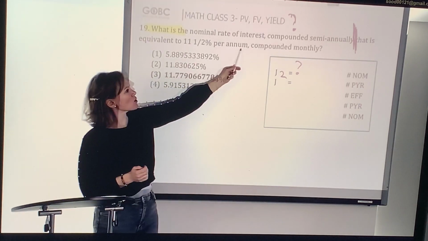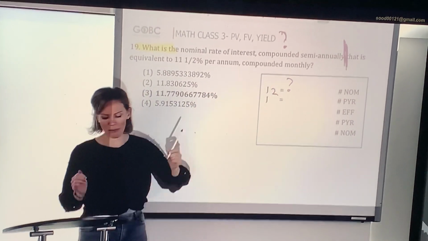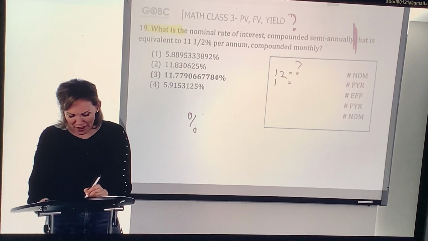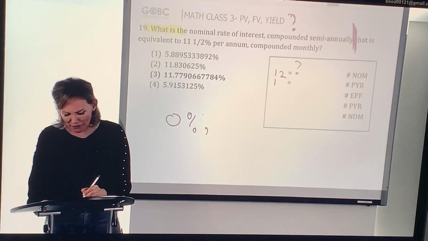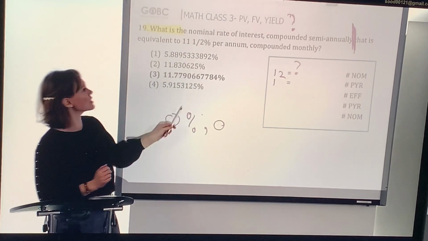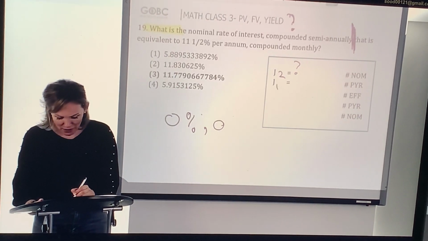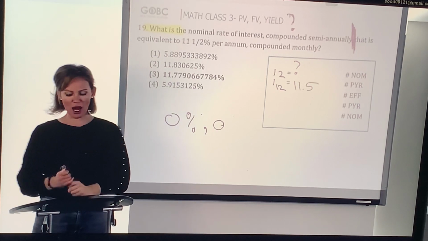So always remember how I told you, watch for the rates. When you look at it, the rate comes up first. It says per annum, then there's a comma, then it's the compounding. So the interest rate, comma, and then it's compounding. That's how the rate is given to you. So what we have is compounded monthly, so we have J12 equals 11.5. This is what we have.